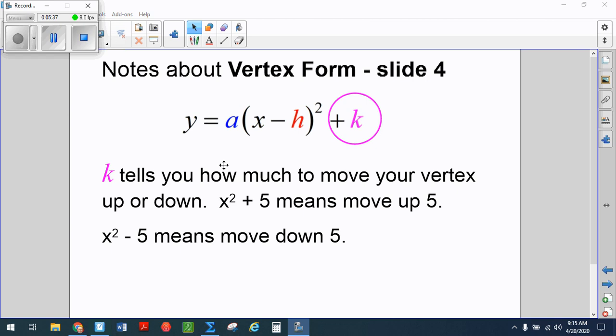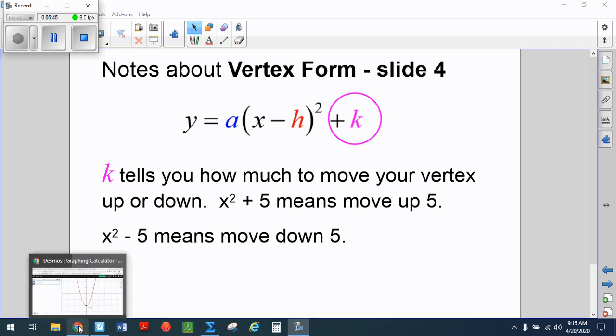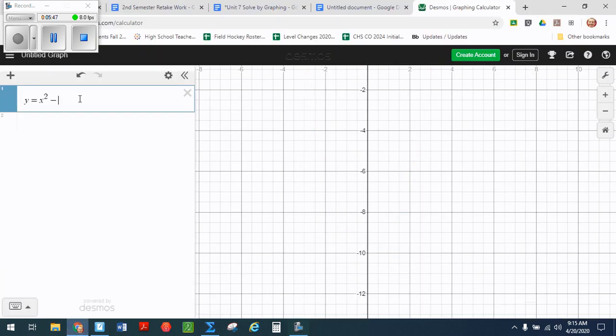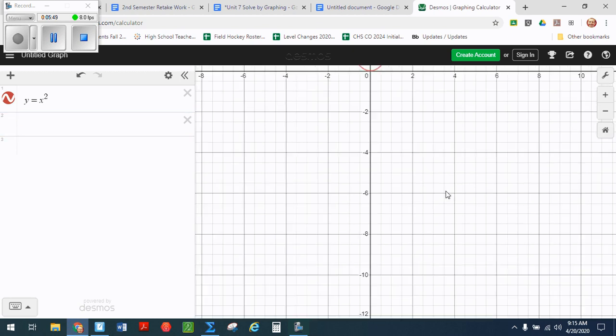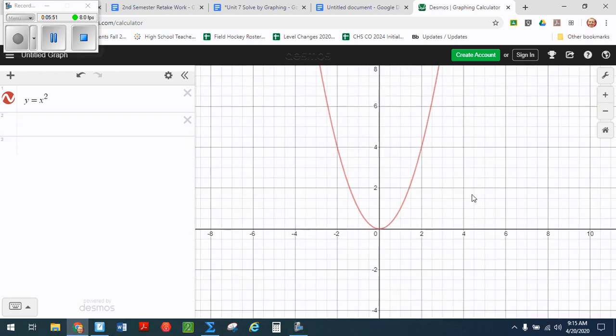That's still going to move my graph up or down. If it was 5 plus x squared, it would still move it up 5. Okay, again, to see that on the graph, if I want to move it x squared plus 5, here's my x squared. Oh, I gotta go back. Here we go. Here's my x squared. And if I wanted to shift my graph up 5, I put a plus 5.